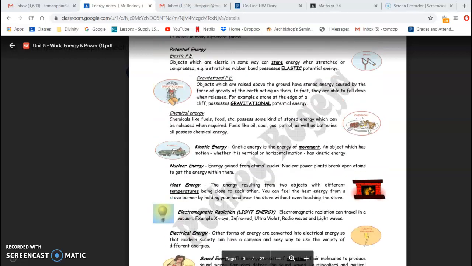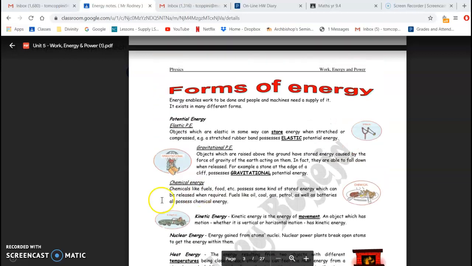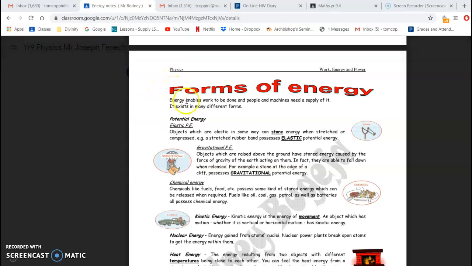So, I'm going to start explaining the topic of energy in physics, and we're going to go through it together, slowly, step by step.